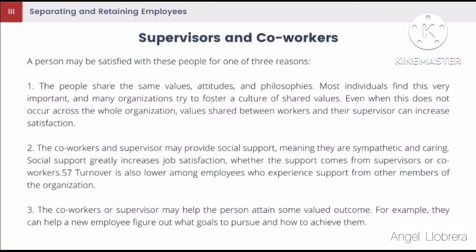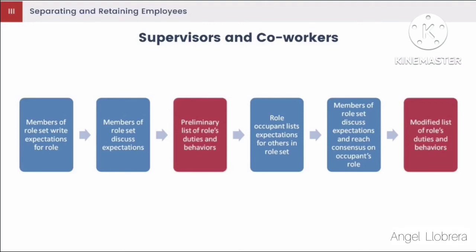The second reason is that co-workers and supervisors may provide social support, meaning they are sympathetic and caring. Social support greatly increases job satisfaction, whether the support comes from supervisors or co-workers. Turnover is also lower among employees who experience support from other members of the organization. The last reason is that co-workers or supervisors may help the person attain some valued outcome. For example, they can help a new employee figure out what goals to pursue and how to achieve them.